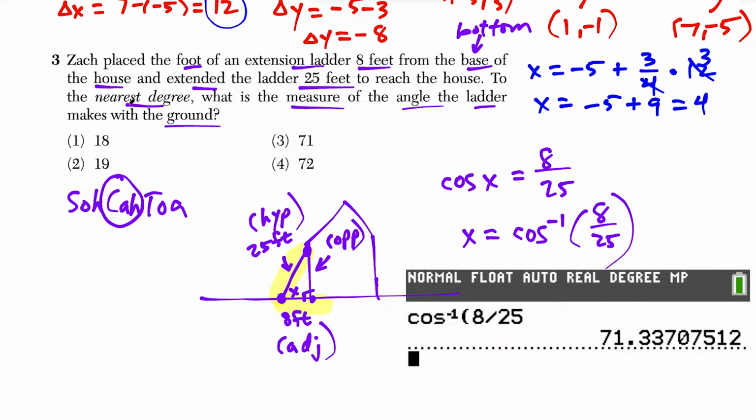So we're rounding to the nearest degree, which means we're rounding this to the nearest whole number. So we look here to the ones place, we have a 1. And if we look to the right, we have a 3, which is less than 5. So that tells us to round down. We're going to round this down to 71 degrees. So this is going to match up with choice 3.